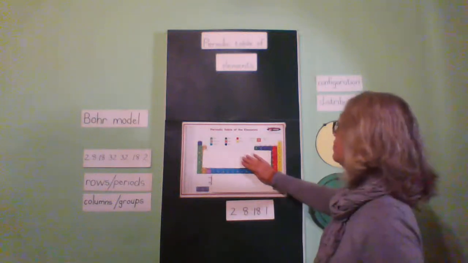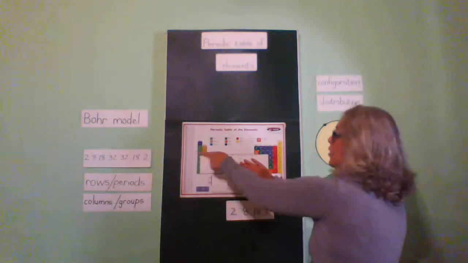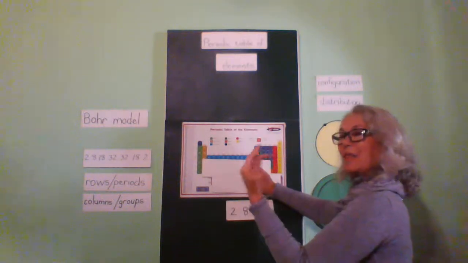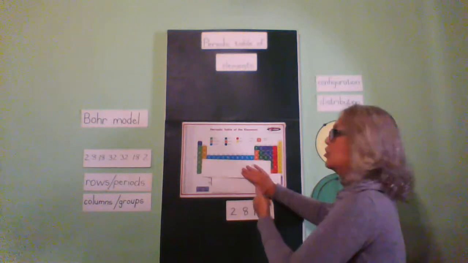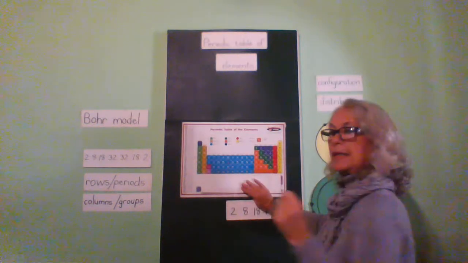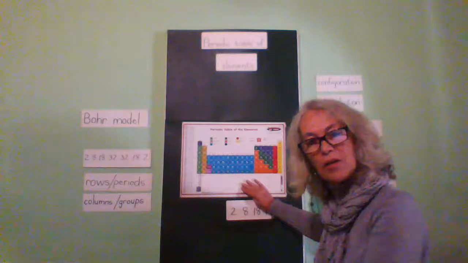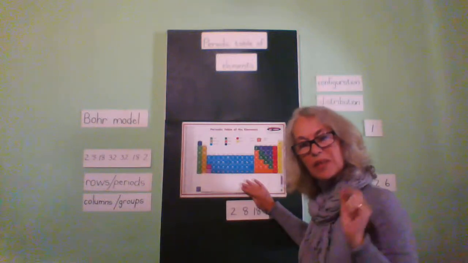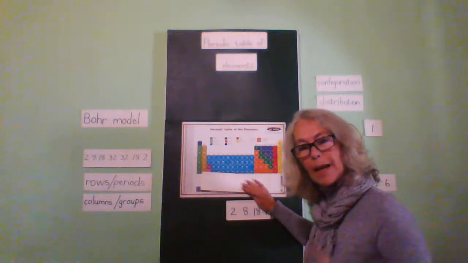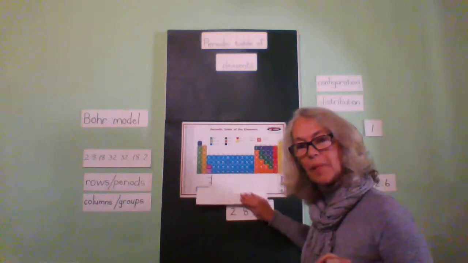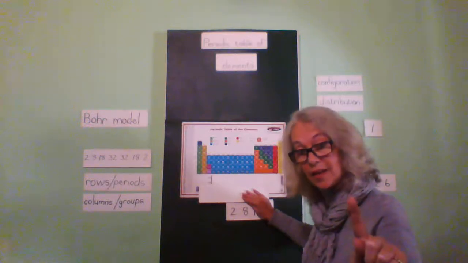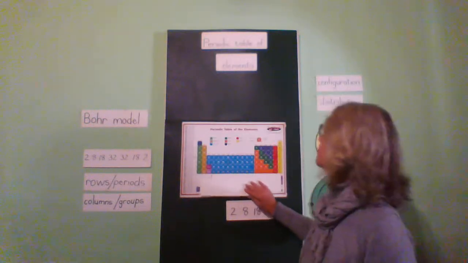Okay? All the elements in row 3 will have 3 energy levels. All the elements in row 4 will have 4 energy levels, 5, 6, and the last row, 7 energy levels for all those elements in that row, because 7 is the maximum amount of energy levels that there can be. But now you're going to ask me, but I saw 2 rows at the bottom. Don't worry about those. I'll get back to that. Keep it in mind. Good.